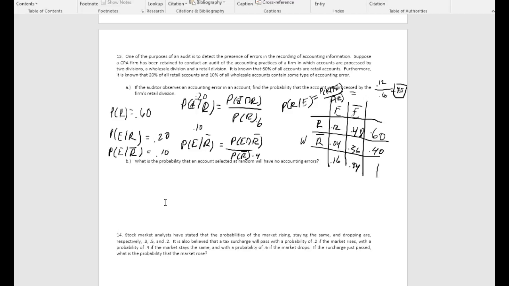Okay. And then we go to B, and B says, what is the probability that an account selected at random will have no accounting errors? So this is just the probability of not E. We look for the marginal probability of not E on our table, and it is 0.84.